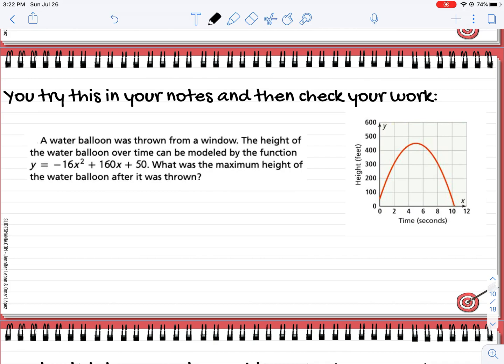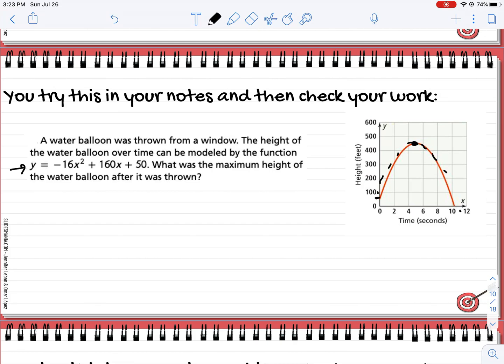This time they're throwing a water balloon from a window. So it looks like they were here and they tossed the water balloon, it went up and it comes back down, right? And the height of the water balloon can be modeled. They give us this function here, and they want to know what's the maximum height of the water balloon after it was thrown. We can kind of see it's somewhere between 400 and 500, but we're actually going to do our calculations to get the precise answer.